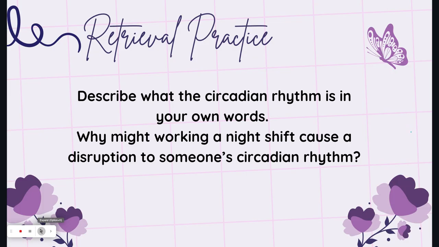So hopefully you said circadian rhythm, again, is this biological clock that's based on the light-dark cycle. It's essentially our body telling us that we should be awake when the sun is up and asleep when the sun is down, to put it very simply. And then why might working a night shift cause a disruption? We're awake when we should be asleep and trying to sleep when our body's telling us we should be awake.